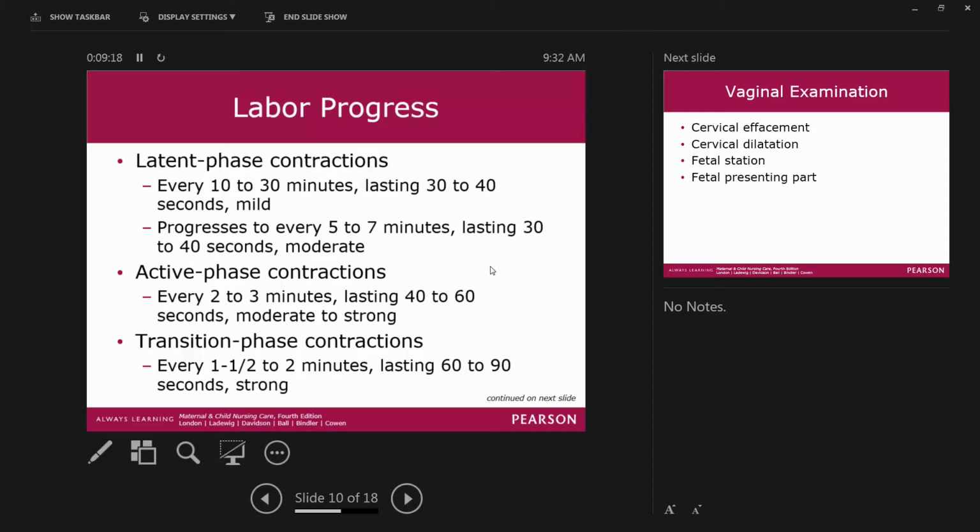active phase, their contractions are very frequent, very regular, they're lasting a lot longer, and they're very strong, okay? And so they're 4 to 8 centimeters, all right? Transition is those contractions are right on top of each other, they're lasting a long time, this woman is freaking out if she doesn't have an epidural, and so you can actually see this phase.